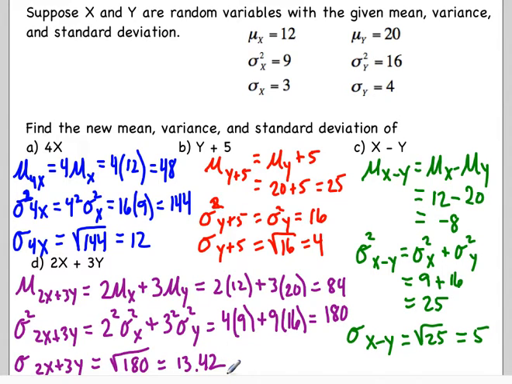Okay, so a lot of it is using your formulas. It's all formula work. I'm going to highlight all these answers that we got. So we got 48, 144, 12. We got 25, 16, and 4. Over here we got -8, 25, and 5. And then we got 84, 180, and 13.42, just so you can see them a little bit better. Okay, moving on.